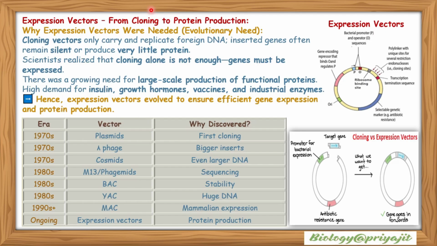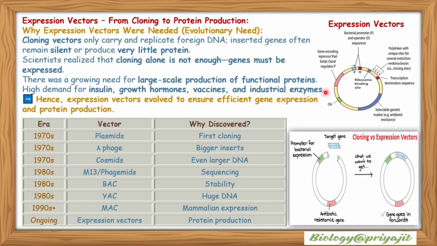Expression vectors: from cloning to protein production. Why were expression vectors needed? What is the evolutionary need? Cloning vectors only carry and replicate foreign DNA, so inserted genes often remain silent or produce very little protein. Scientists realized that cloning alone is not enough; genes must be expressed. So there was a growing need for large scale production of functional proteins, with high demand for insulin, growth hormones, vaccines, and industrial enzymes. Hence expression vectors evolved to ensure efficient gene expression and protein production.